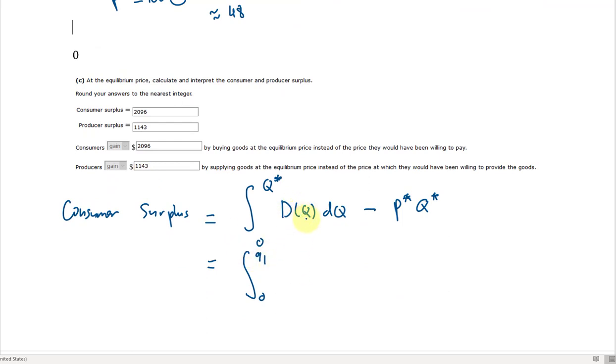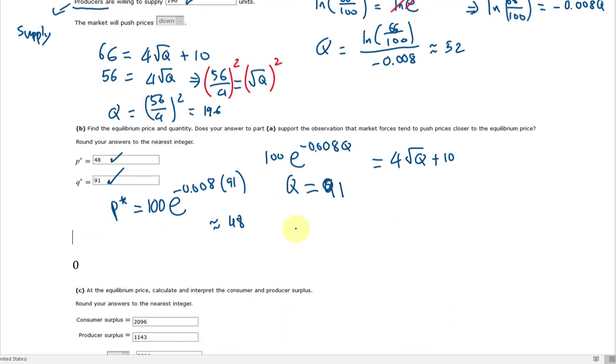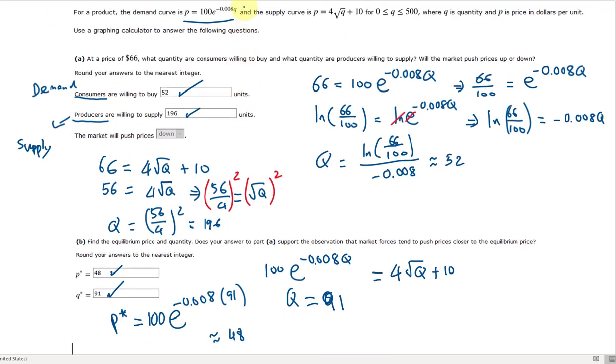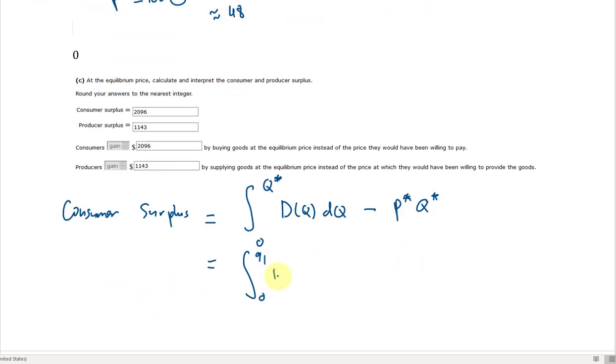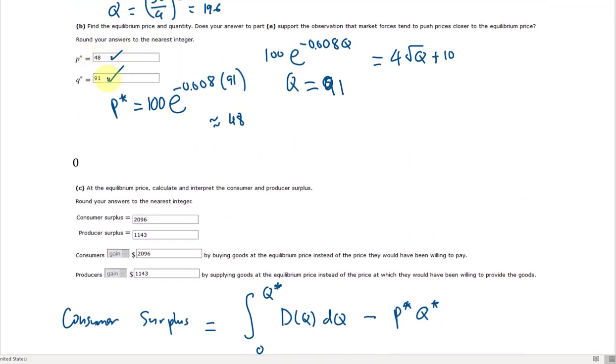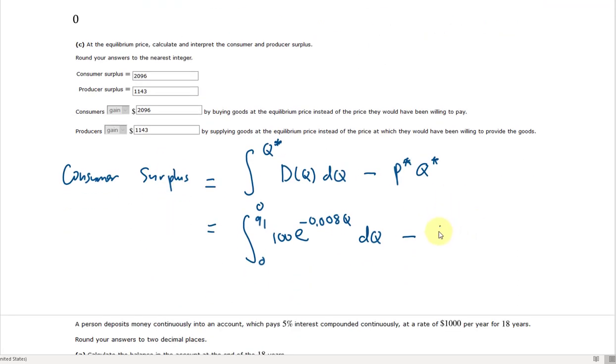The demand curve in terms of Q is this one. So 100 e to the minus 0.008 Q. Make sure it's in terms of Q, right? Because we are integrating with respect to dq, and then minus P star Q star. P star is 48 times 91. Okay, let's see what we get from the graphing calculator.